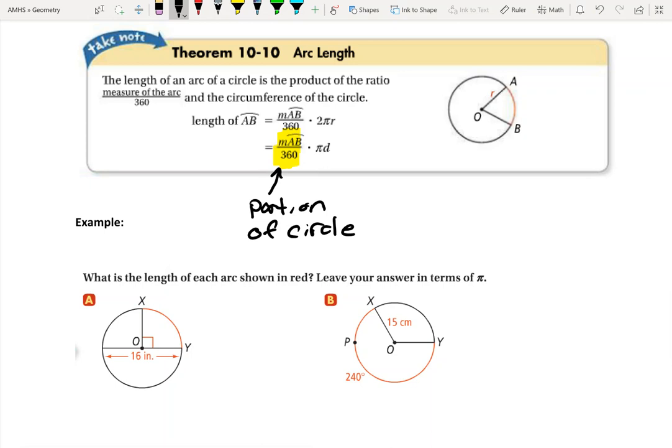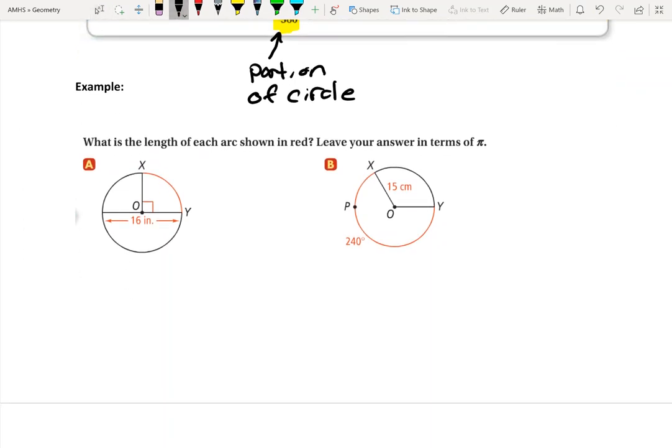And then the 2 pi r and the pi d, that's your circumference. So we're just going to figure out which portion of the circle we've got and then multiply it by the circumference. On our examples, it says, what is the length of each arc shown in red? Leave your answer in terms of pi. So I'm not actually going to plug pi into my calculator and calculate it out. My answer is going to have pi written in it.